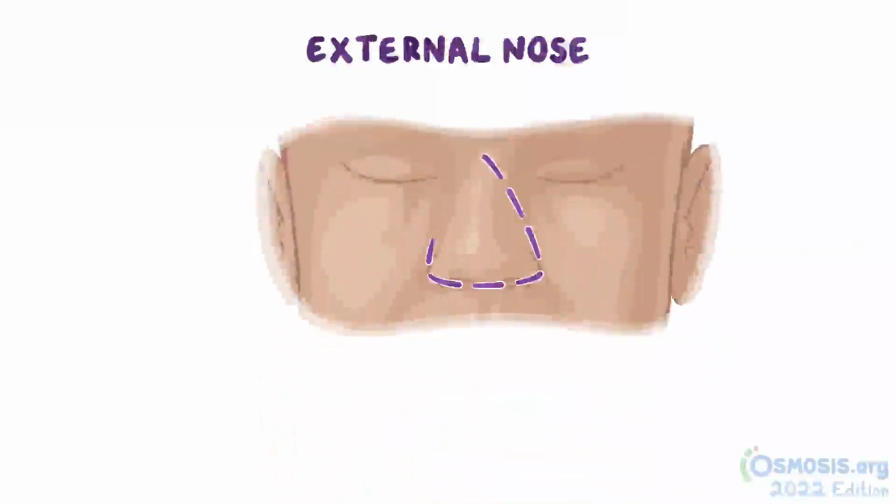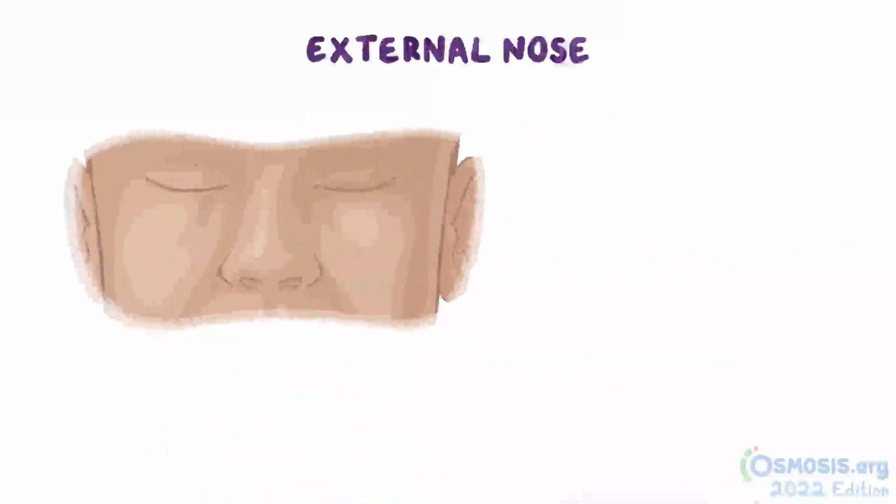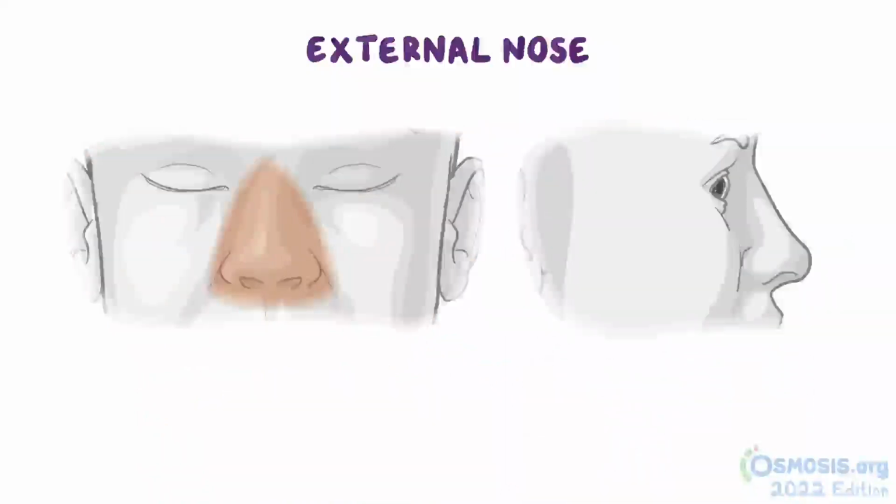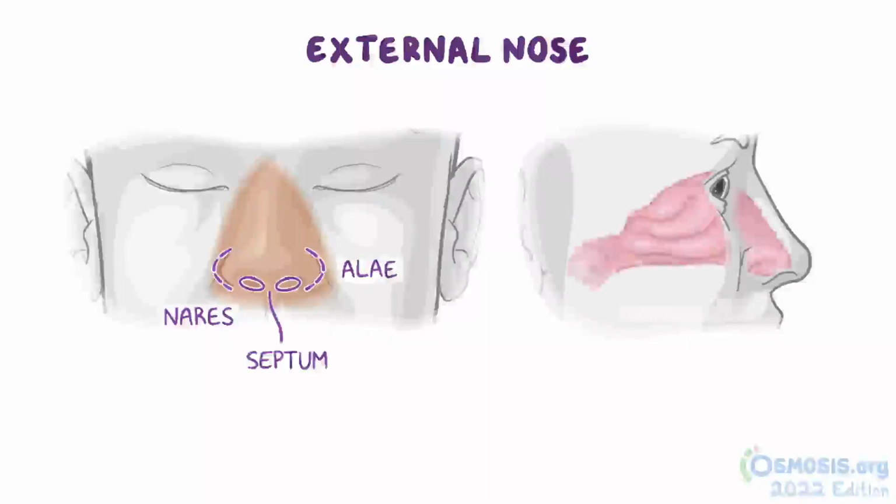Now, the external nose is the part that we see protruding from the midline of our face. Generally speaking, the nose has a pyramidal-shaped structure with 2 openings called the nares, or nostrils. These openings are surrounded laterally by the alae, meaning wings, of the nose, and separated from one another medially by the nasal septum. Inside the nostrils is a nasal vestibule, which is lined by skin and small hairs that help filter dust particles from the air that passes through.